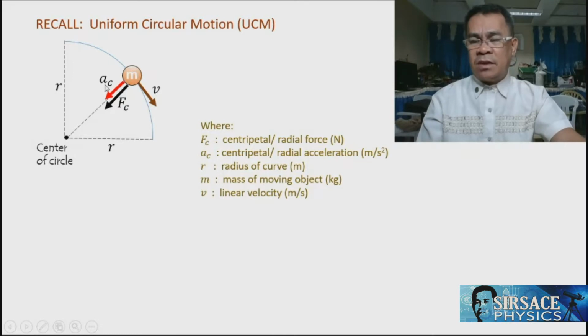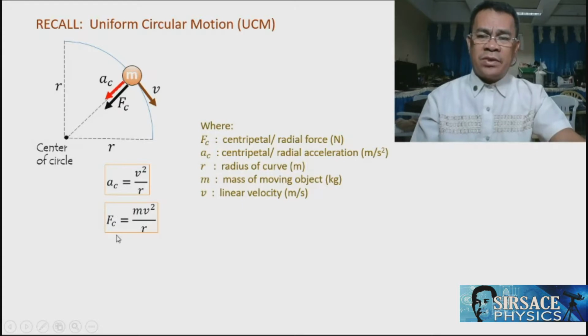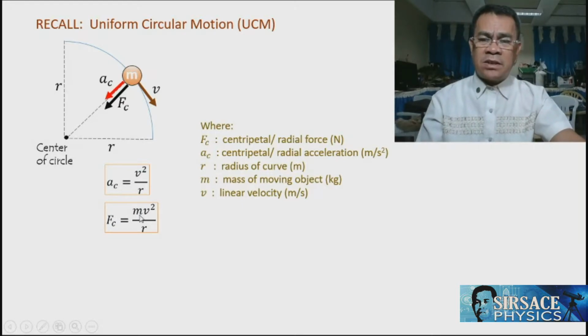So the relationship of the acceleration with velocity and mass: centripetal acceleration is v squared over r. So therefore, our centripetal force must be the mass times velocity squared over r. These are the relations we derived in our previous video, part 1 of this topic.